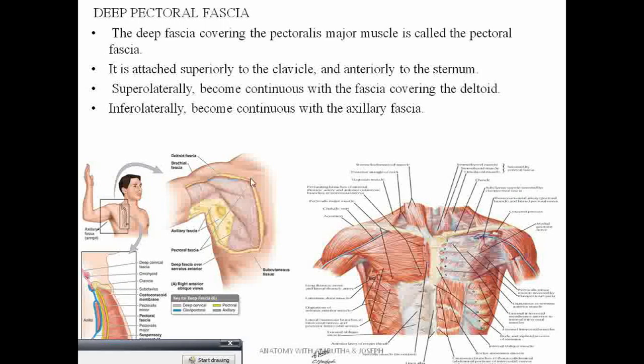Infralaterally it becomes continuous with the axillary fascia. Infralaterally, it is going to continue as a fascia in the axilla. The axilla is also called the armpit. So there the fascia continues as axillary fascia.